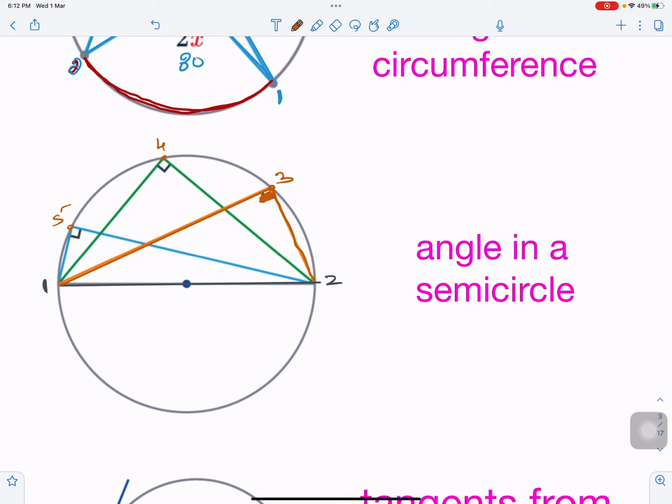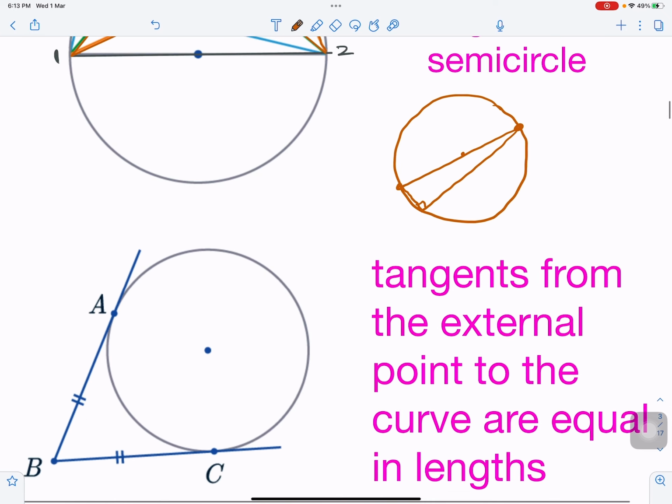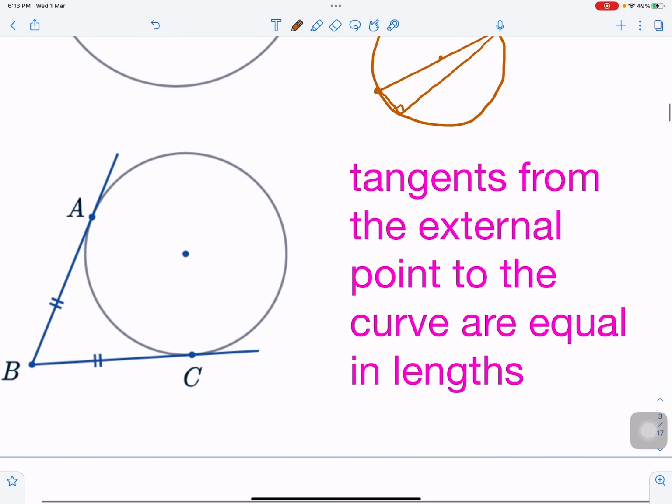Similarly here, because the green line, if you see, from 2 it is going to the circumference, from 1 it is going to the circumference. So it is 90 degrees. That's why it is called angle in a semicircle. For example, if I have a circle here and I take this diameter, and from the ends of the diameter I make an angle on the circumference with straight lines, it will be 90 degrees.